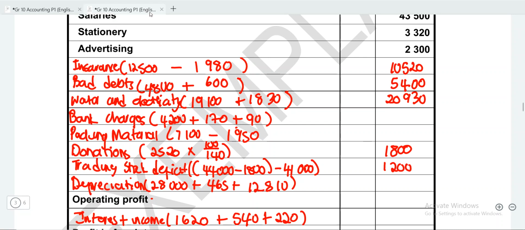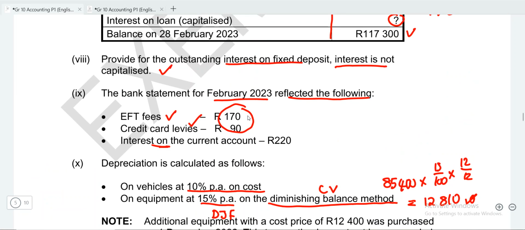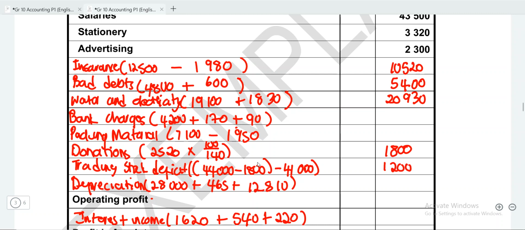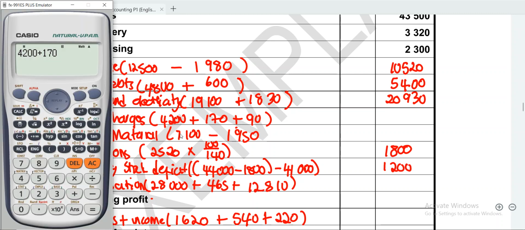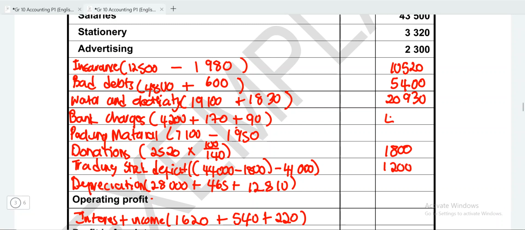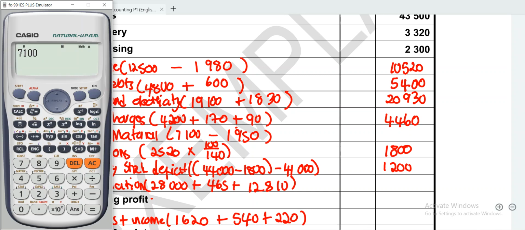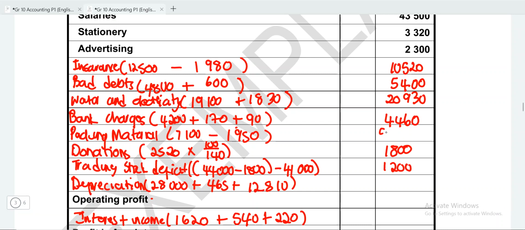Let me just confirm something. Plus 170, and then we are also going to say plus 90, and it is giving us a sum of 4,460, and then we are done with this part. For packing material, we are going to say 7,100 minus 1,950, and then it is giving us the sum of 5,150. So you'd have that 5,150 here.